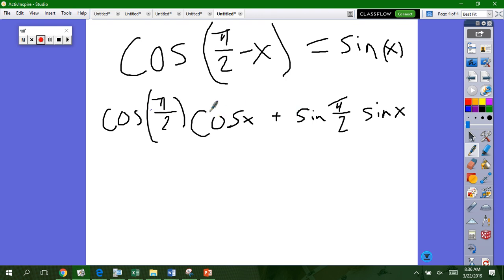What's 0 times cosine then? What's sine of pi halves? Sine of a pi half is 1, times sine, sine, and notice we just got sine.